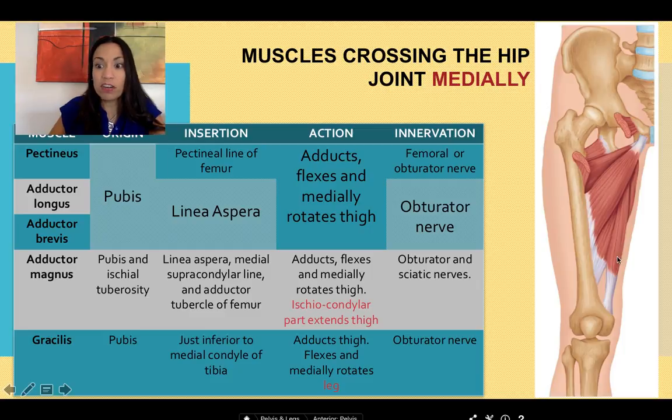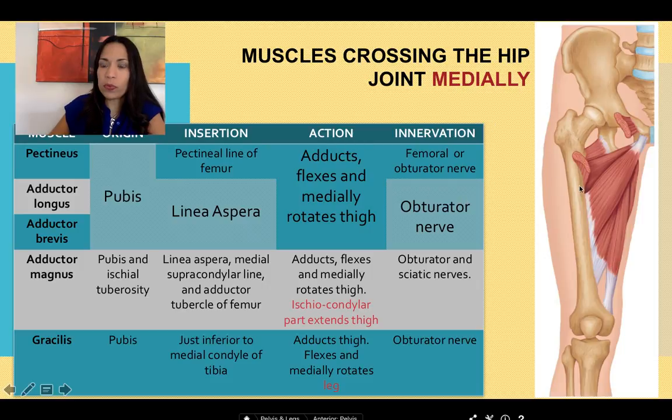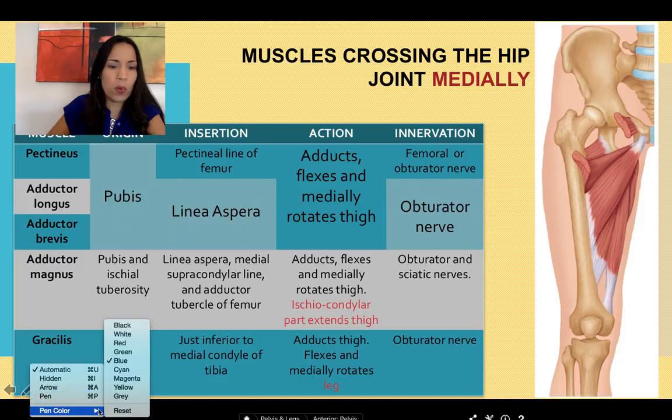The action of all of them, a common action, is to adduct the thigh, not the leg, only the thighs. They do not attach on the legs, just on the bones of the legs, just one of them. We'll describe them later. But the thing is that we have adduction of the thighs. We cannot adduct the legs, okay? And by compartments, when we were studying this before, we said that most of these muscles are innervated by the obturator nerve. So let's see these muscles one by one.